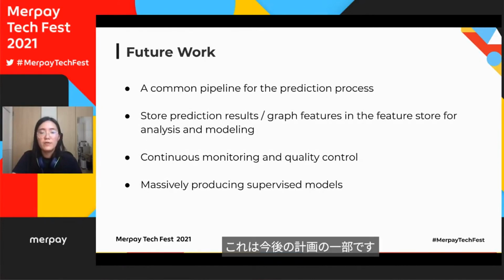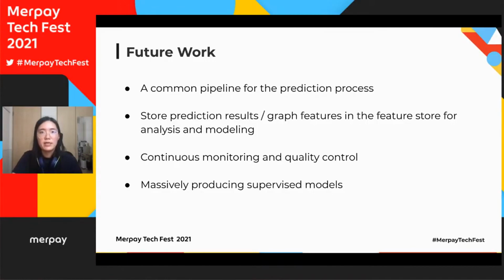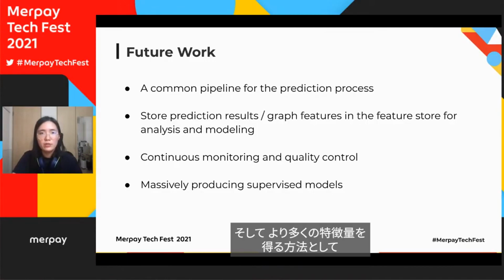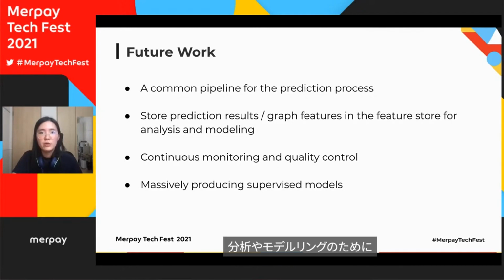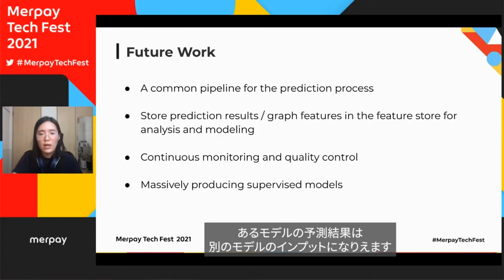Here are some of our future plans. First, we want to create a common pipeline for the prediction process as well. We want to get more features. We are going to store prediction results or graph features in the feature store for analysis and modeling. One model's prediction result can be another model's input.